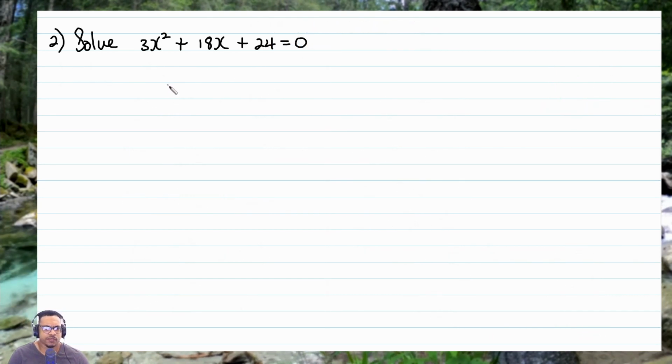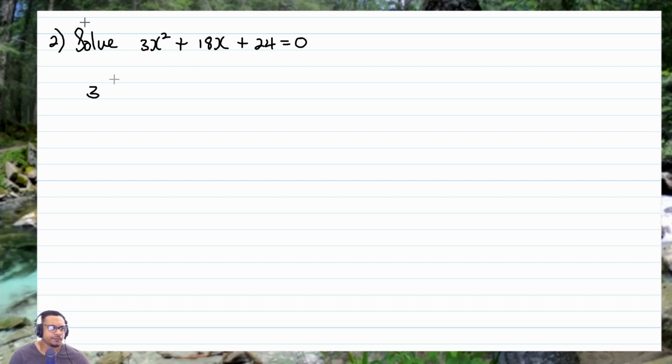In this question, we have to solve the quadratic equation 3x squared plus 18x plus 24 is equal to 0. And the method we are going to use is completing the square. So the first thing I'm going to do is complete the square on the quadratic. Now because I have a positive 3 in front of the x squared, I would factor out this positive 3.